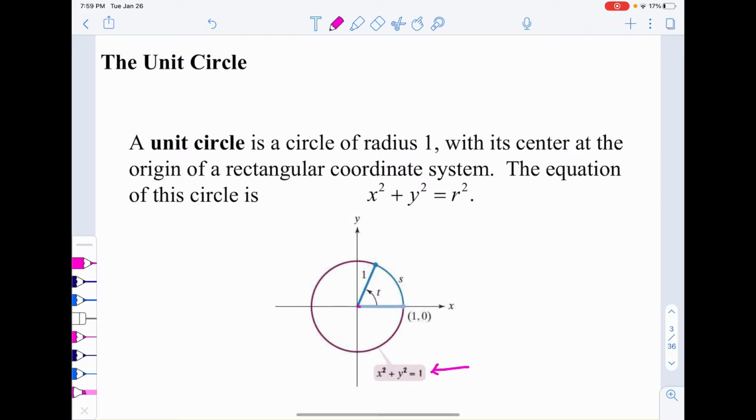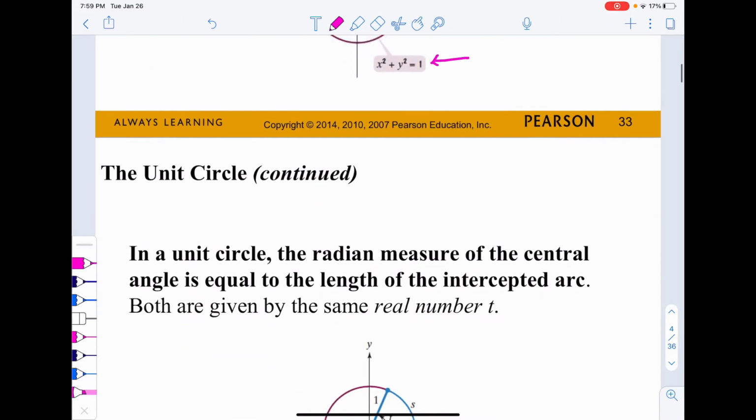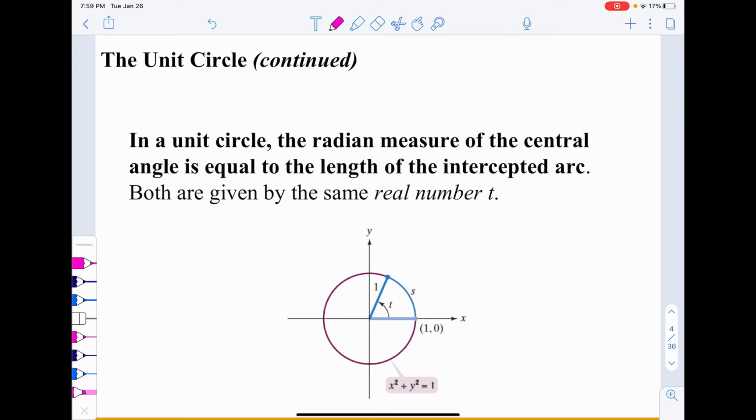We are over a distance of 1, and then we are rotating, as we looked at in the last section, counterclockwise to look at a positive angle. So some more information in a unit circle: the radian measure of the central angle is equal to the length of the intercepted arc. So we know that whatever the central angle is here is going to be equal to the distance along that piece of the circle. It says both are given the same real number t.